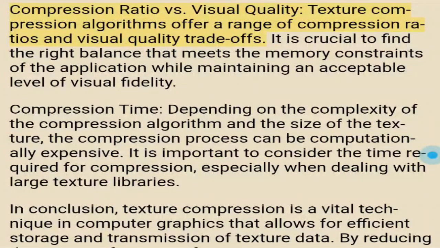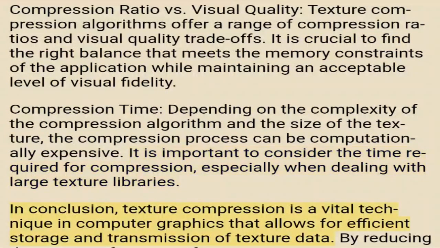Compression ratio versus visual quality. Texture compression algorithms offer a range of compression ratios and visual quality trade-offs. It is crucial to find the right balance that meets the memory constraints of the application while maintaining an acceptable level of visual fidelity. Compression time. Depending on the complexity of the compression algorithm and the size of the texture, the compression process can be computationally expensive. It is important to consider the time required for compression, especially when dealing with large texture libraries.